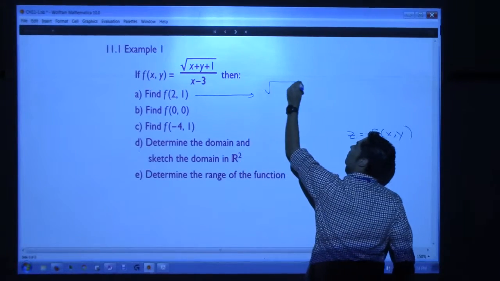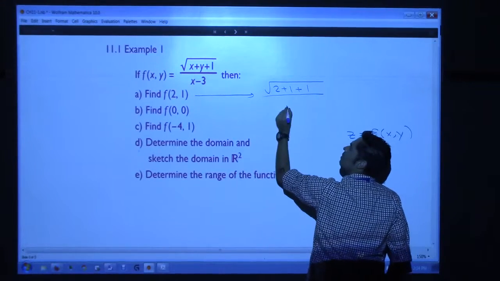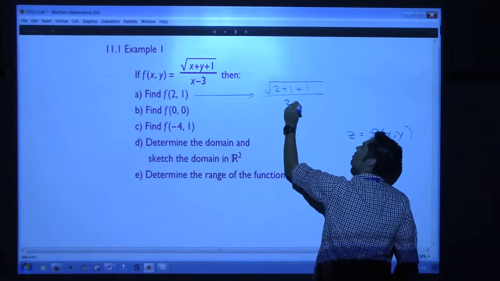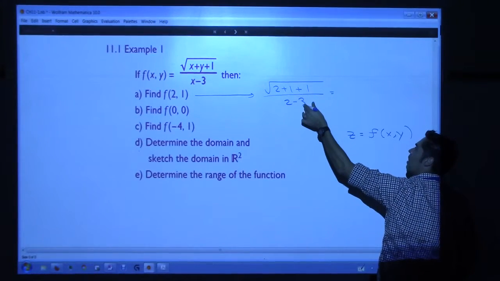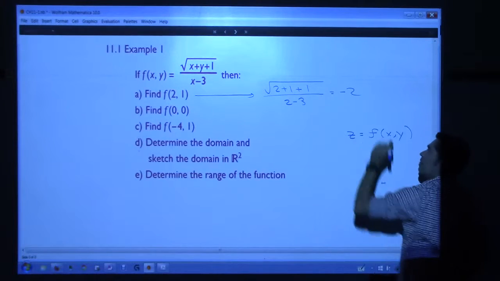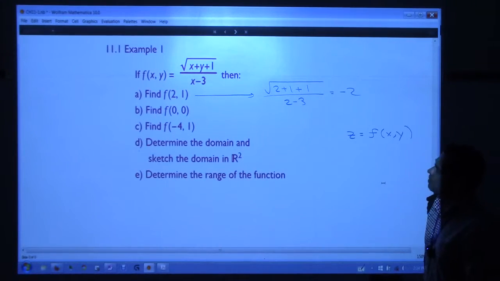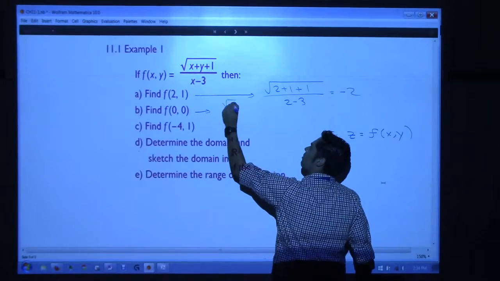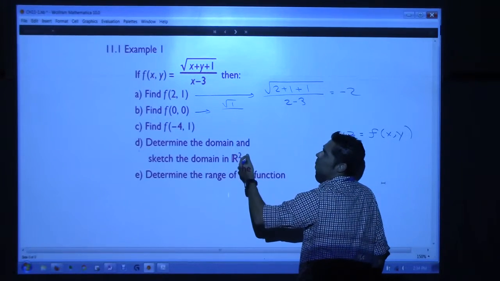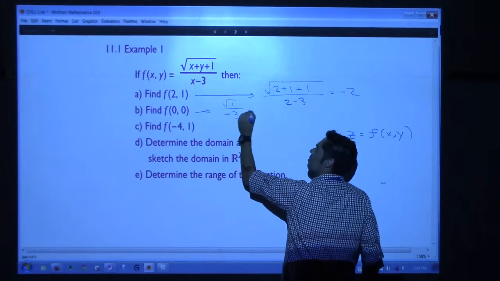Square root of 2 plus 1 plus 1 over 2 minus 3, right? Which is root 4 over negative 1, so negative 2, right? So we plug in a point, it spits out a number. Let's try another one. F of 0, 0. What do you get? On top you get root 1, don't you? Which is just 1. On the bottom you get negative 3. And so this is just negative 1/3.